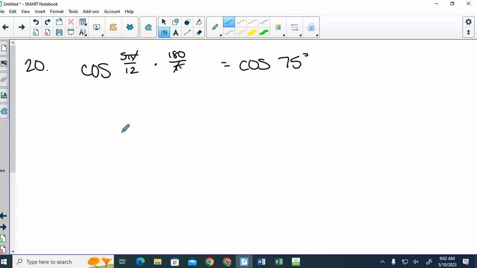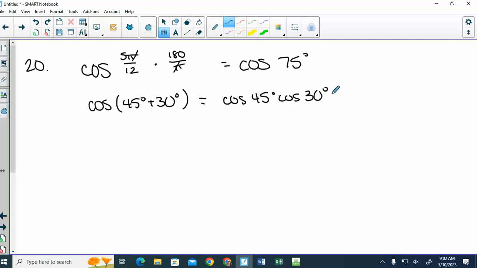So are there 2 angles that we know that would add or subtract? 45 and 30. Okay, then look at your flip chart or your formula sheet. Cosine of A plus B. That's cosine A times cosine B minus sine A sine B. And then we evaluate.